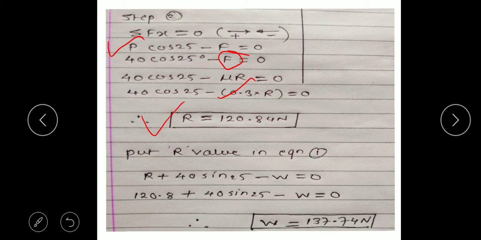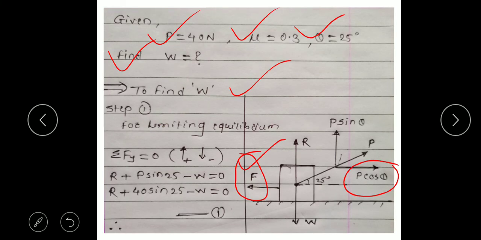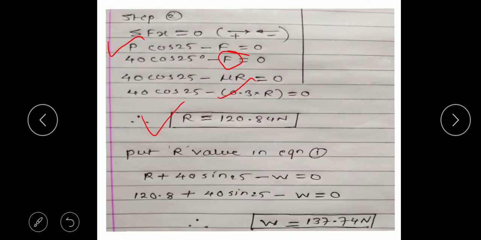Now put the R value into equation 1. This is equation number 1, R plus 40 sin 25 minus W equal to 0. So our value is 120.84 plus 40 sin 25 minus W equal to 0. If you rearrange the equation, only one unknown is left in this equation, that is W. So W is equal to 137.74 Newton, and that is our final aim.